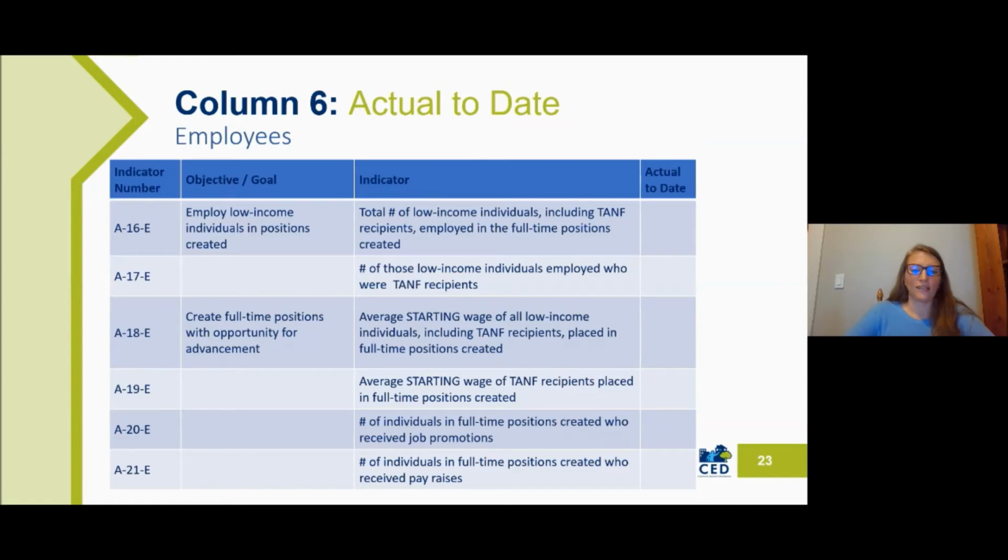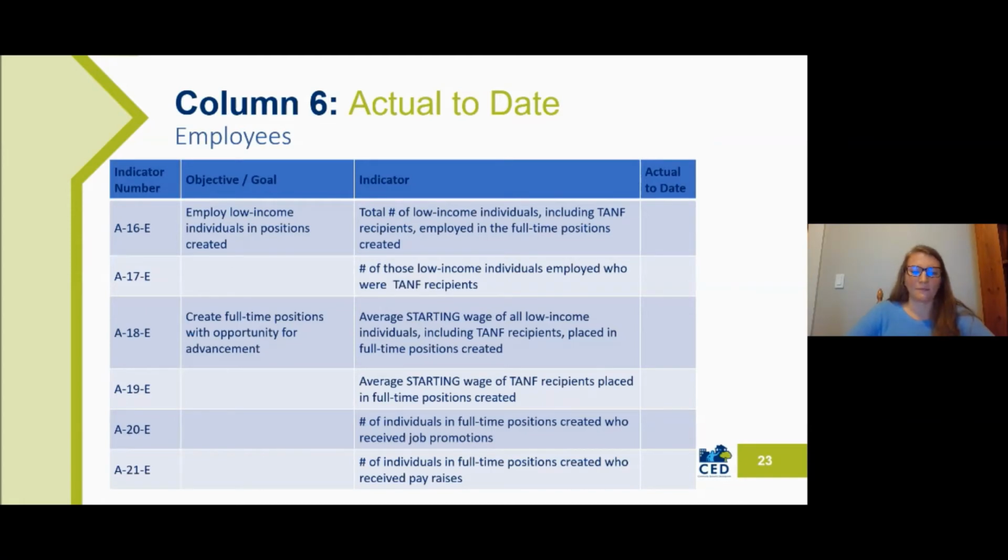As you move down the questions in the form, you'll see that you're really drilling down by certain characteristics. So for example, A16E listed on this slide asks for the total low-income individuals ever hired into any position created with grant funds. Then the next question asks for the number of those that were reported in A16E who were TANF recipients. So it's a subset. It can never be higher than the number of individuals reported in A16.